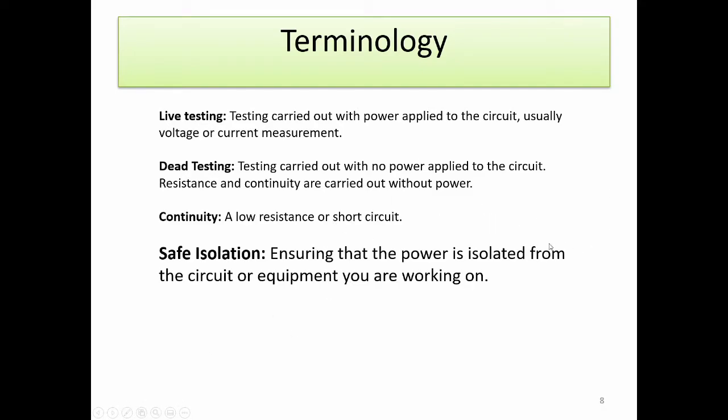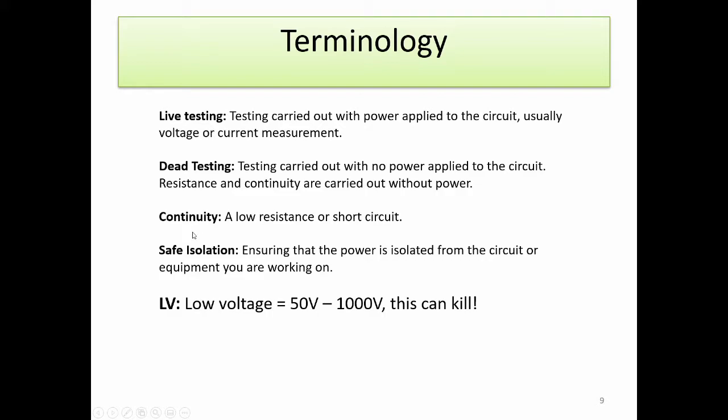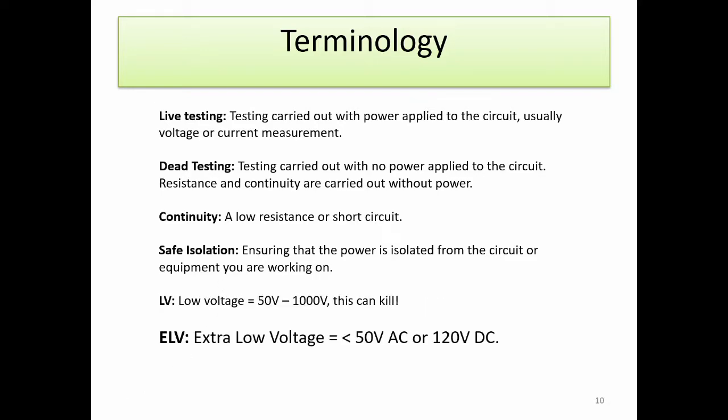Safe isolation. This means ensuring that the power is isolated from the circuit or equipment you're working on and is vitally important. LV is low voltage. It's a bit of a misnomer because low voltage is actually anywhere from 50 to 1000 volts and this can kill you. ELV, extra low voltage, is anywhere below 50 volts AC or 120 volts DC and is a lot safer to work on.